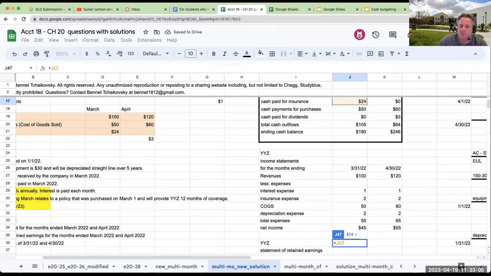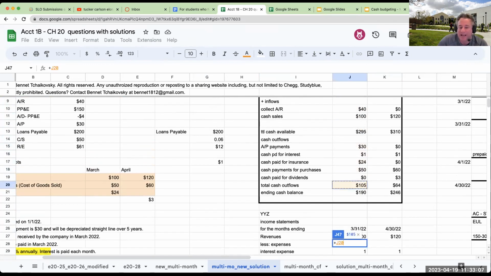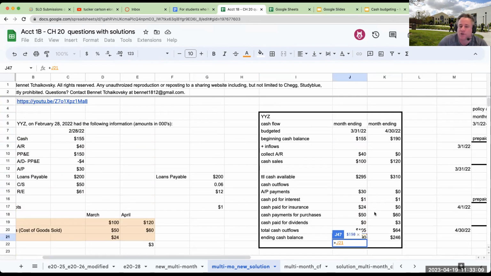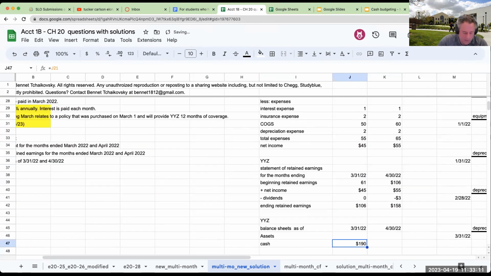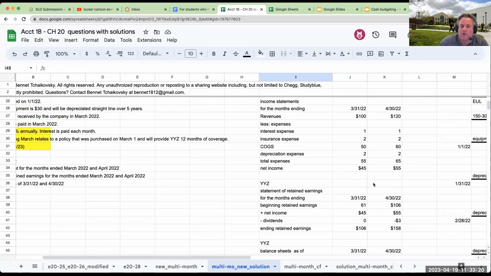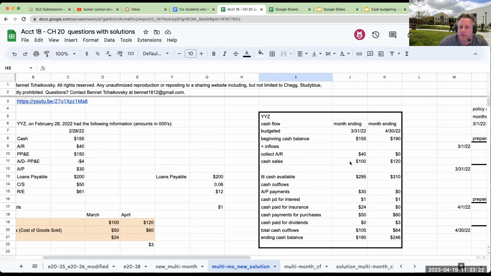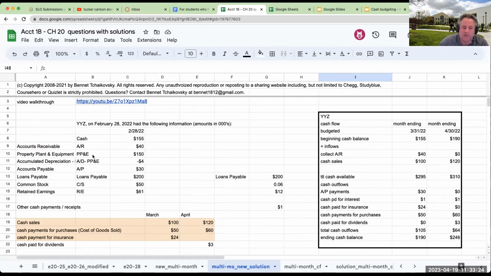Our cash balance is going to be the ending cash balance that is shown on the cash flow. So this is going to be 190, and then it's going to be 246. Next one, what's my next asset? Well, if I look at my other assets here, let's just go down the list. Accounts receivable, I collected that. So that went down to 0.